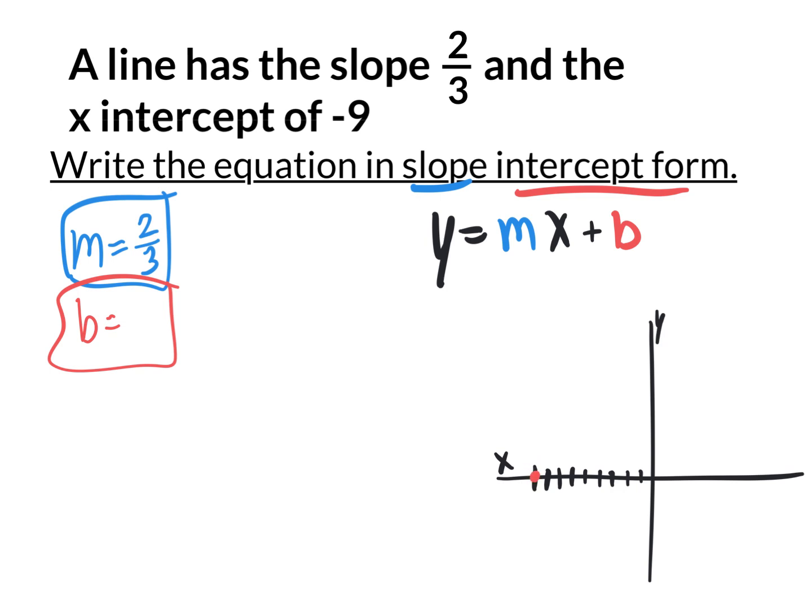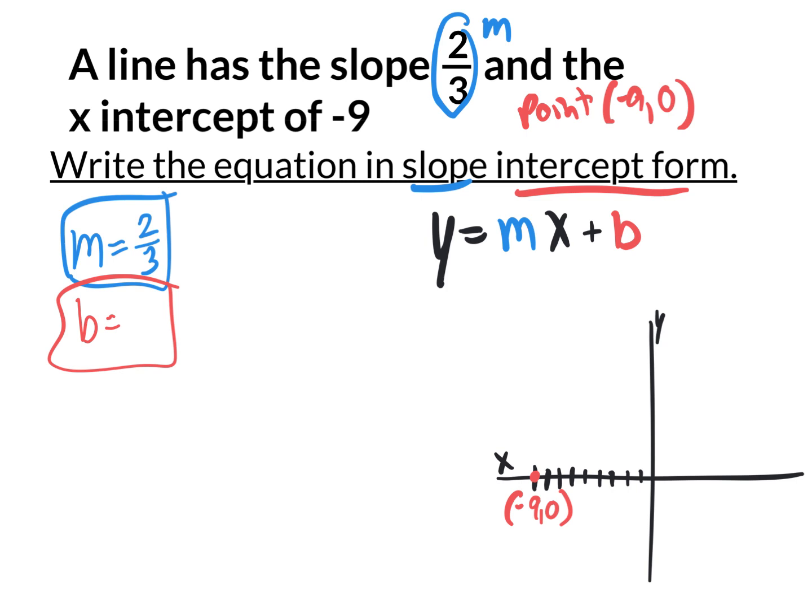So what are they really giving us? They're giving us a slope, that's our m value, and they're giving us a point, -9, 0. Okay, so they're giving us a point, -9, 0. So they're giving us a slope and they're giving us a point. We could write this equation in point slope form if we wanted to, okay? So let's actually do that. Let's write it in point slope form.